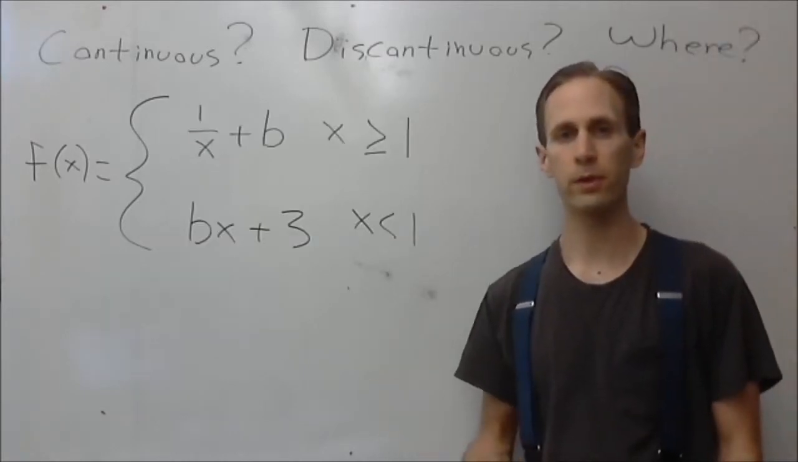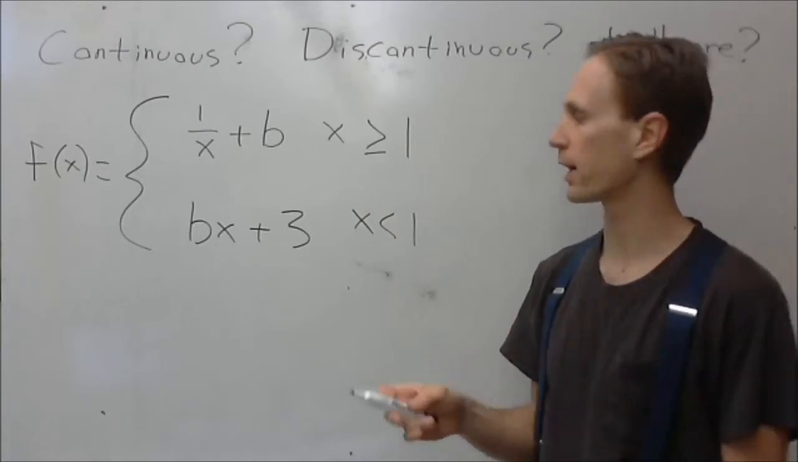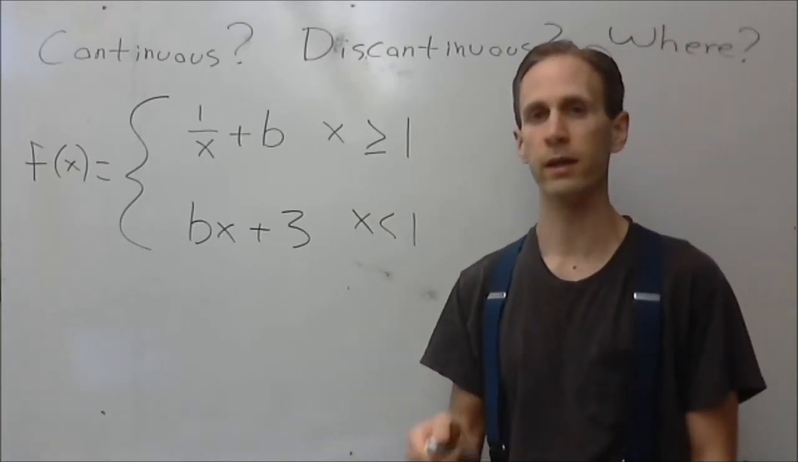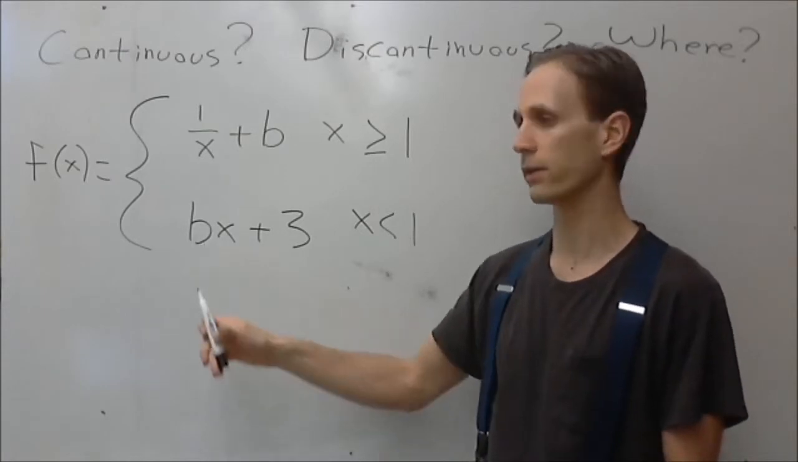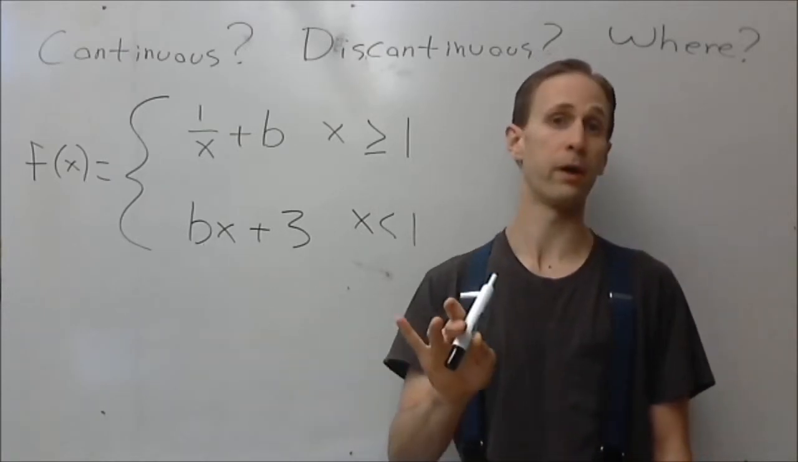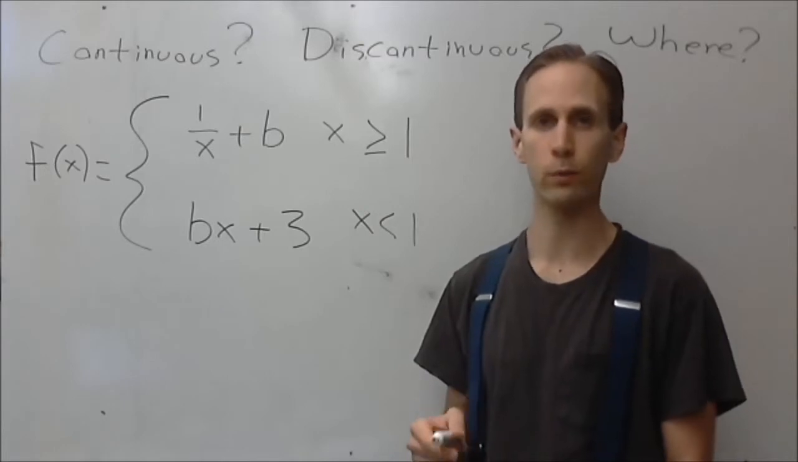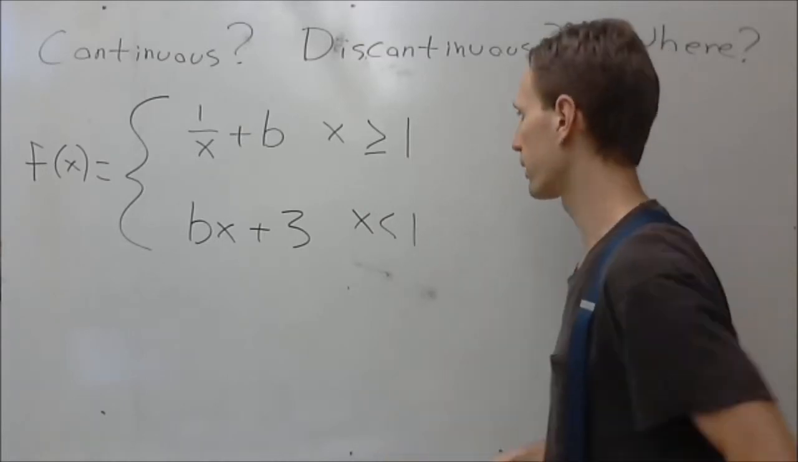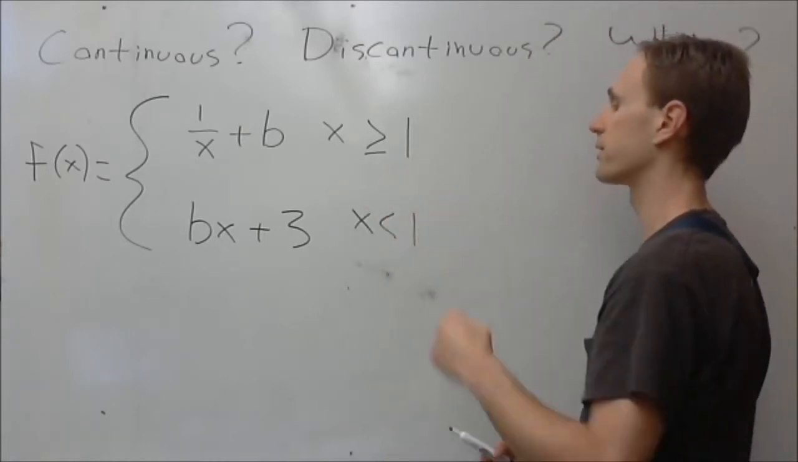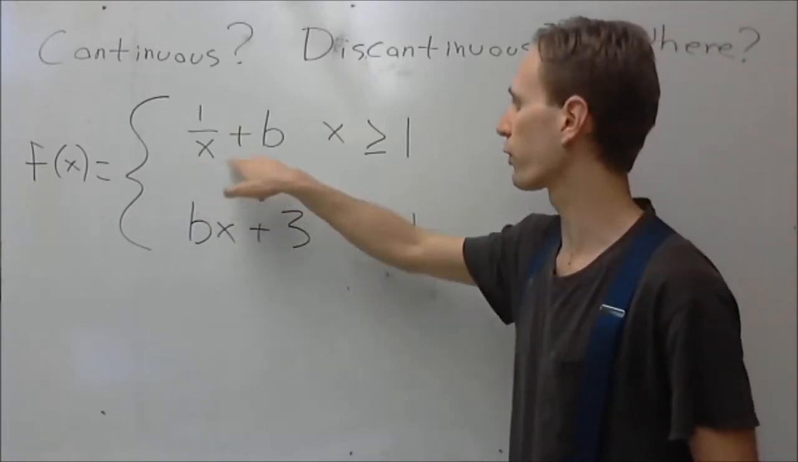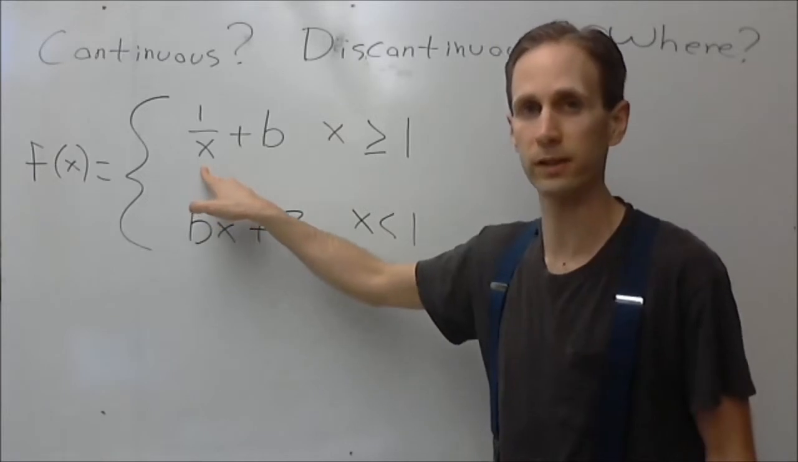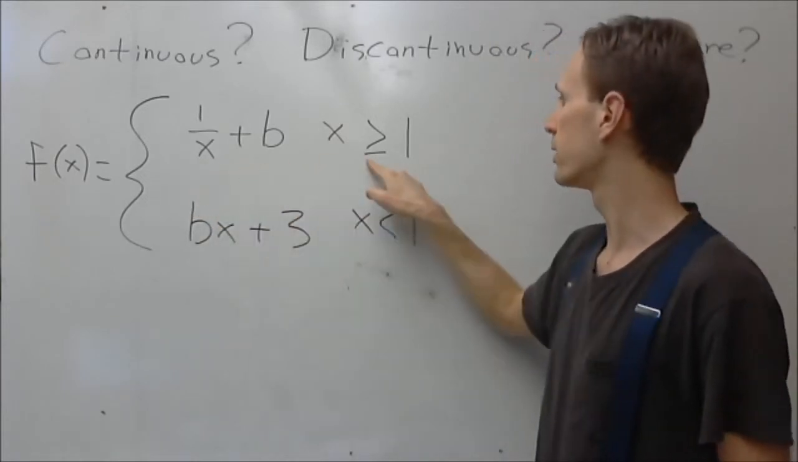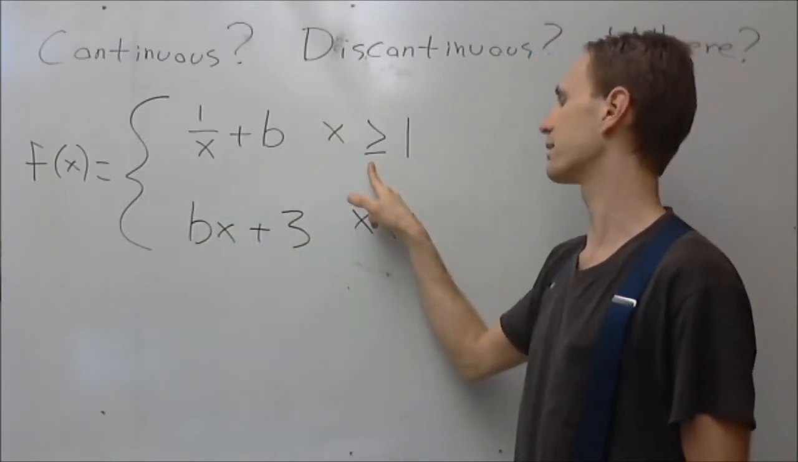I got another example here that asks to find all the discontinuities of this, if any, and determine the value of b, the constant b, that will make this function, if possible, continuous when x equals 1. So you look at the individual pieces, try to find any discontinuities in them. 1 over x plus b. You're looking at this and say, okay, this is clearly discontinuous when x equals 0. But 0 is not in the conditional, right?